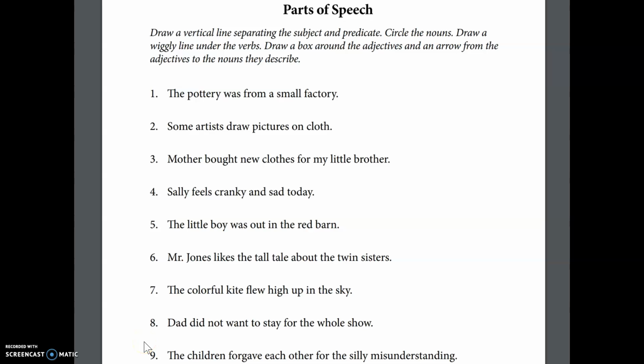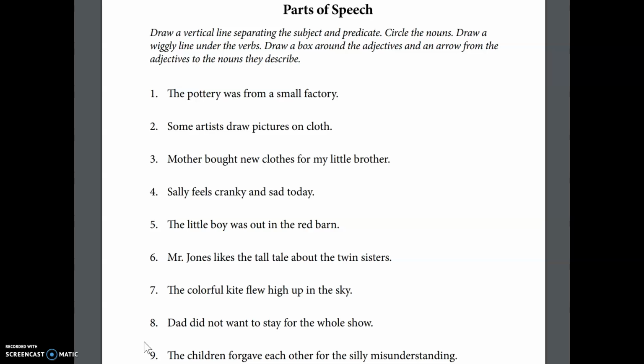Hi, today we're working on page 59, which is parts of speech. We've been working a little bit with nouns and verbs and adjectives. So today we're going to keep working with that, but then also work on subjects and predicate. Subject is who or what the sentence is about, and predicate is what they're doing. So we're just going to put a line in between the subject and the predicate.